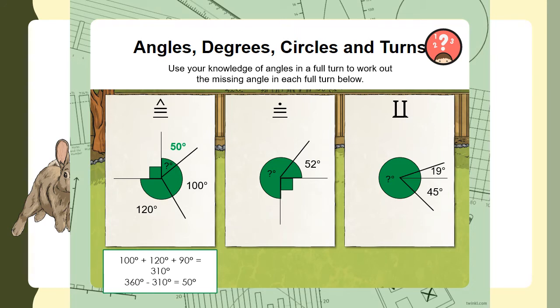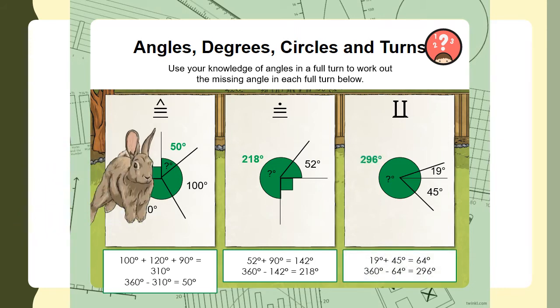Now let's move on to the second one. We were given the angles 52 degrees and 90 degrees. 52 plus 90 equals 142 degrees. 360 degrees minus 142 degrees equals 218. And for the last one, we were given the angles 19 degrees and 45 degrees. If we take those amounts away from 360 degrees, we're left with 296 degrees.